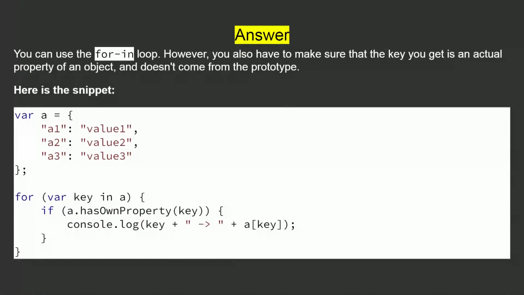You can use the for in loop. However, you also have to make sure that the key you get is an actual property of an object, and doesn't come from the prototype. Here is the snippet.